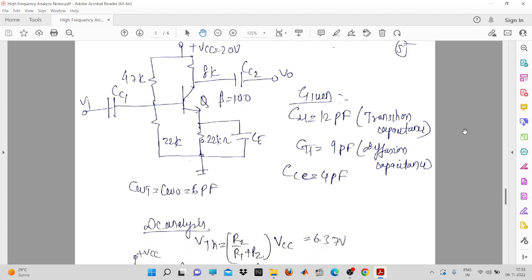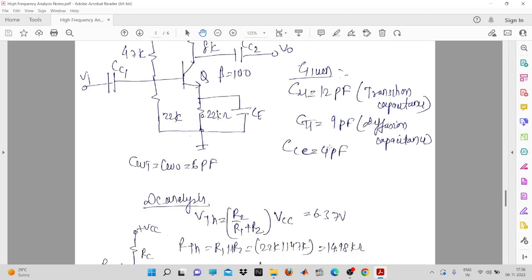So now you have the transition capacitance. Now what is a transition capacitance? Transition capacitance is a capacitance between the collector and the base. Similarly, diffusion capacitance is the capacitance, or you can say a stray capacitance, between the base and the emitter. And there is also one more capacitance, that is the 4 picofarad. It is between the collector and the emitter. So you can just go through these values. What we have observed is that the collector to emitter capacitance is very small, and this you will have to split using the Miller theorem.